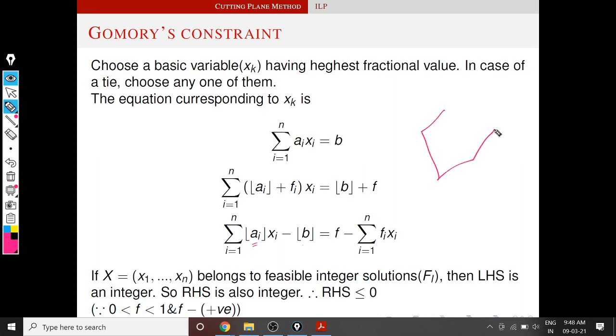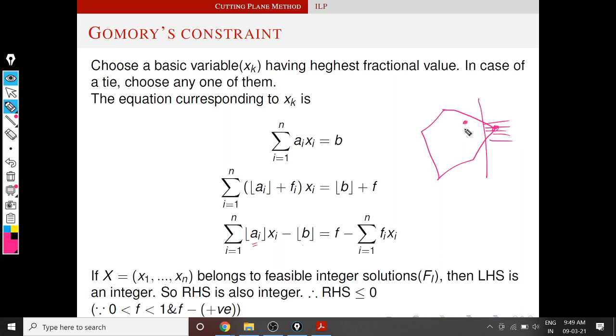Our algorithm is like this. We have a feasible region for the non-integer LPP, and this is the optimal solution, and this optimal solution is not an integer solution. So we have to remove a portion of this feasible region in such a way that it doesn't contain any integer solution. That's our aim.